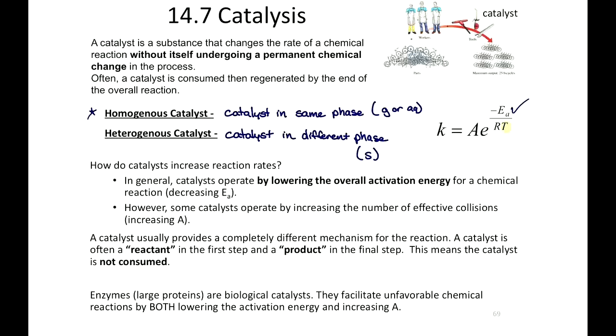All right. So in general, catalysts work by lowering activation energy. That also increases K. It can also increase the number of effective collisions. So we can also increase that A term as well. And so how to identify a catalyst, it's usually a reactant and a product, and it's canceled out of the overall reaction. Okay, so types of catalysts.